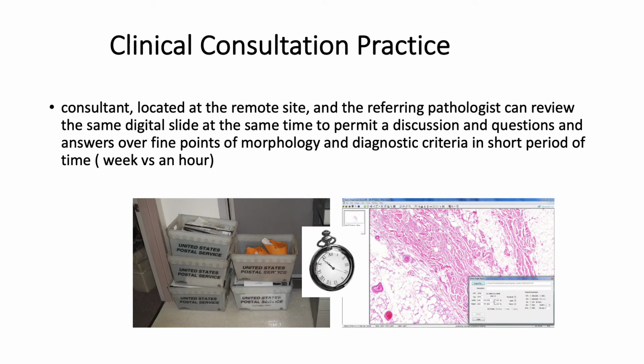The next important point for using digital pathology is outside pathology consultation. If pathologists need outside consultation in difficult cases, they need to send the slides by mail to specialized institutions, which may take even a week in some cases. With digital pathology, you can connect remotely with a consultant and discuss the case in real time, which is an important advantage in patient clinical care.